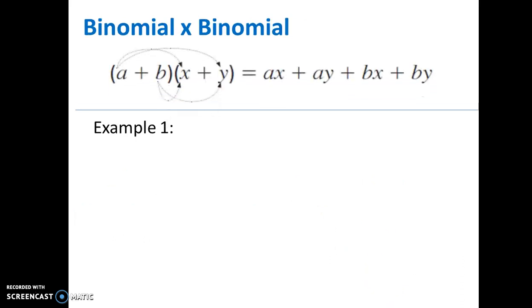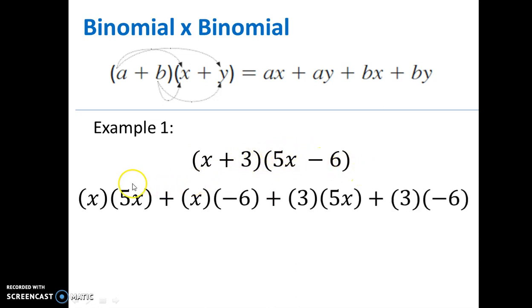Let's look at a binomial times a binomial situation. So in algebra, using algebraic expressions, we have this times this, so we're going to do x times that, x times this, and then 3 times this, 3 times this. So we have x times 5x, then x times negative 6, then 3 times 5x here, and then 3 times negative 6 here. Let's simplify all those.